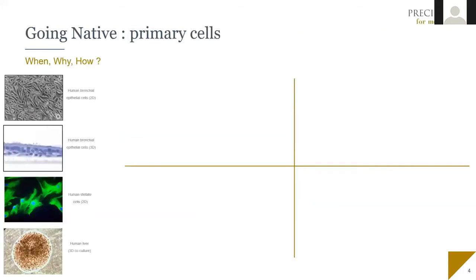So just some images on the left-hand side, just to show you various human primary cells in different culture formats. I'm just going to run through some disadvantages. I'm going to start with the disadvantages, and then hopefully by the time we get to the advantages, opportunities, and positioning, you'll be slightly convinced.